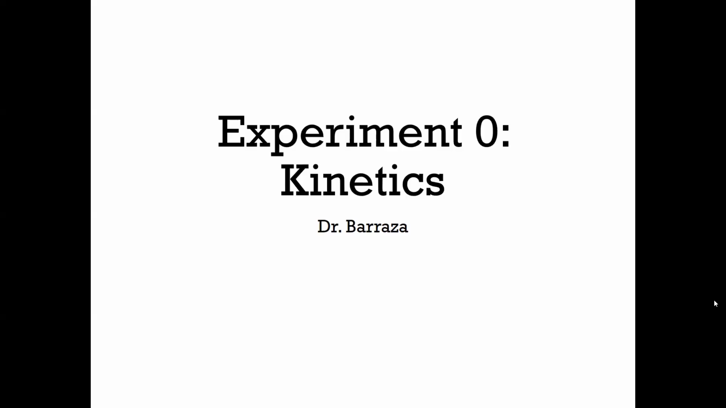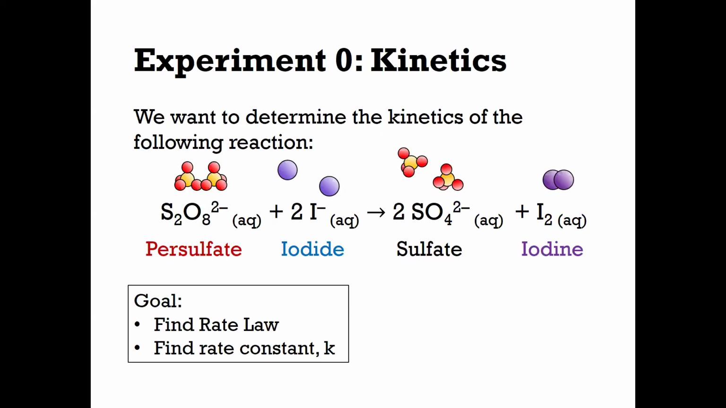Hello. In this video, I'm going to go over the aspects of experiment zero kinetics, particularly how the trials work for the reaction we're going to monitor. So first of all, what are we trying to do in experiment zero? We want to determine the kinetics of the following reaction. So it's the persulfate ion and iodide reacting to form sulfate and iodine.